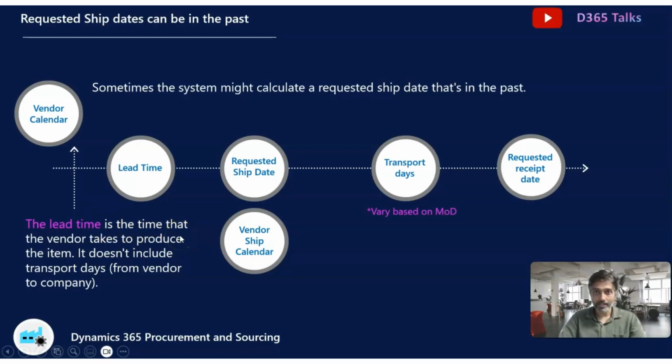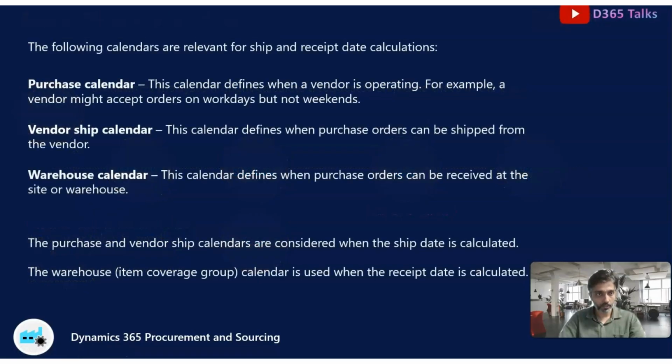First of all, we need to understand the definition of these calendars, right? So primarily there are three calendars which govern this requested ship date and receipt dates. One is the purchase calendar, the calendar which defines when a vendor is operating. So your vendor is operating between Monday to Friday, and is not operating on Saturdays and Sundays, and that's when the vendor accepts your purchase orders and starts processing the material.